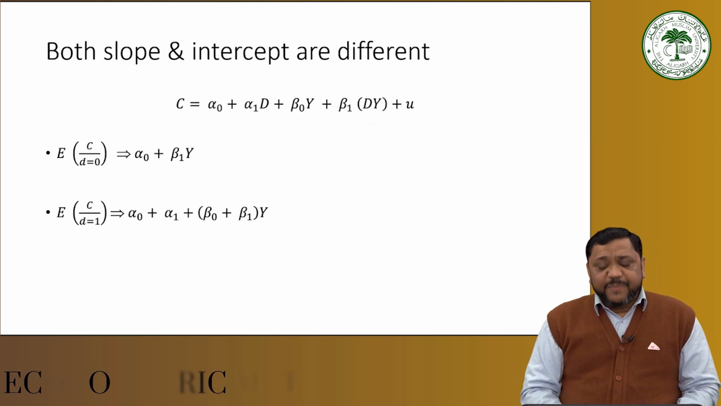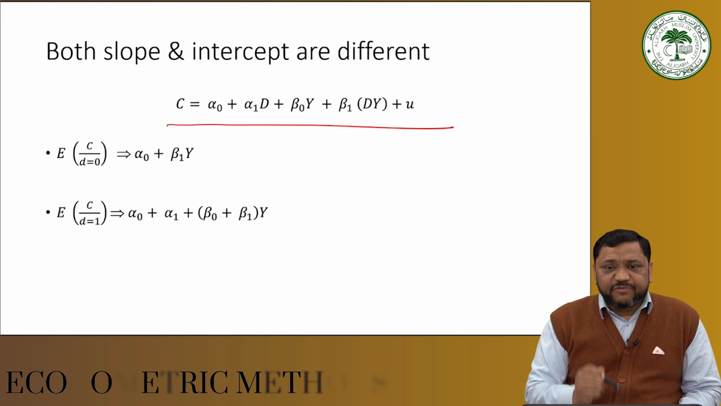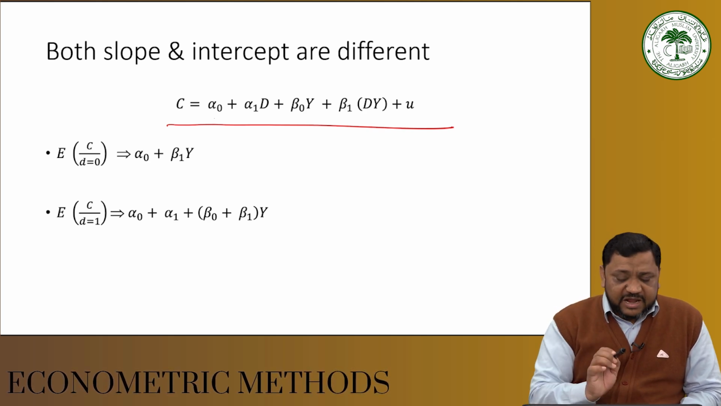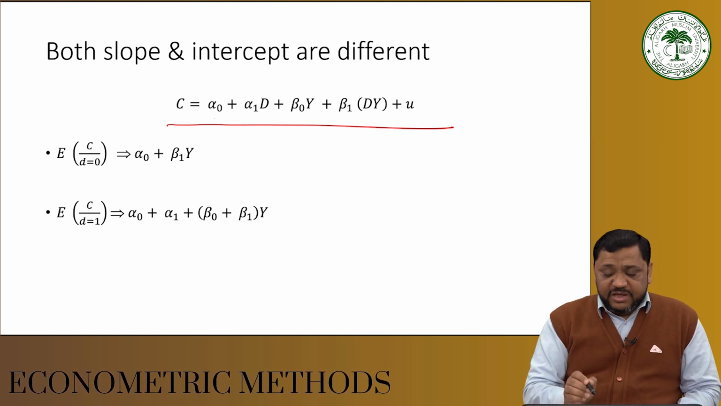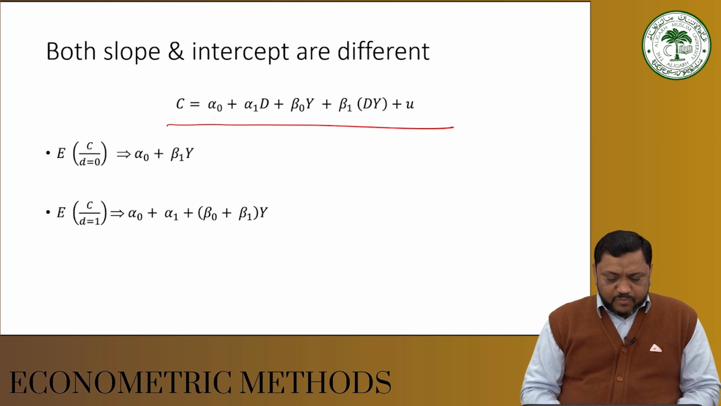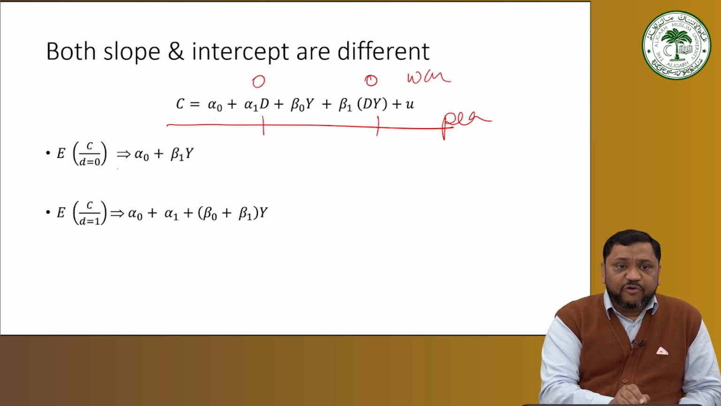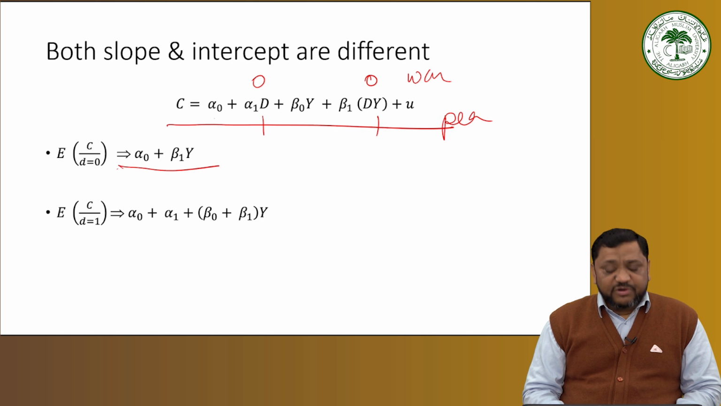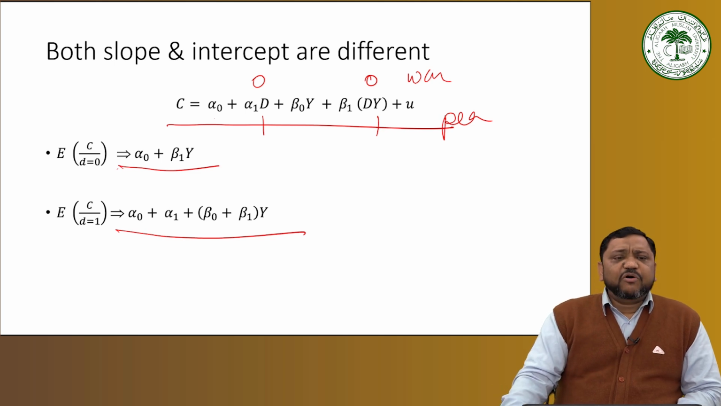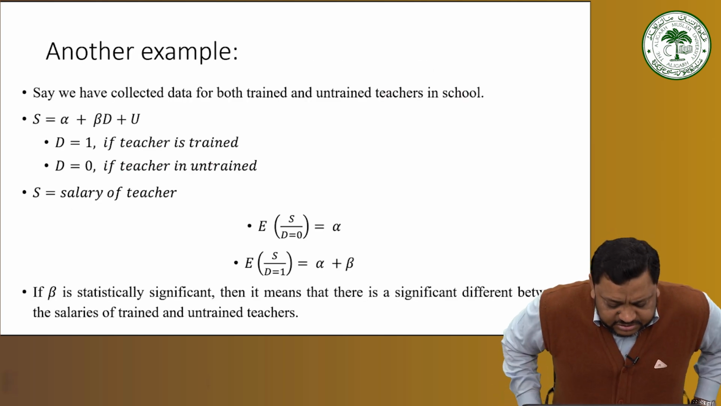Now if both the slope and intercept are different, this will be a different type of equation. You have alpha 0 plus alpha 1 d, plus beta 0 y plus beta 1 dy. So when d is equal to 0, in the time of war, all this becomes 0. In peace, d is equal to 1. So for war it becomes alpha naught plus beta naught y. In the time of peace it is alpha naught plus alpha 1 plus beta naught plus beta 1 y. So this is how you apply the dummy variable.